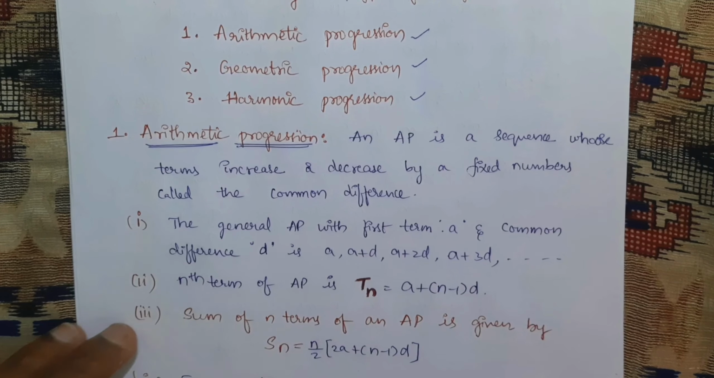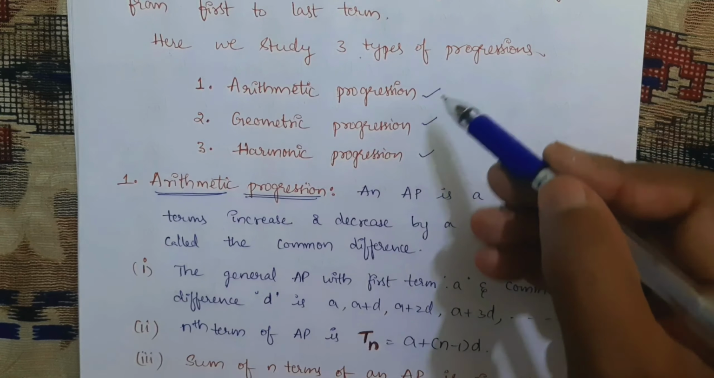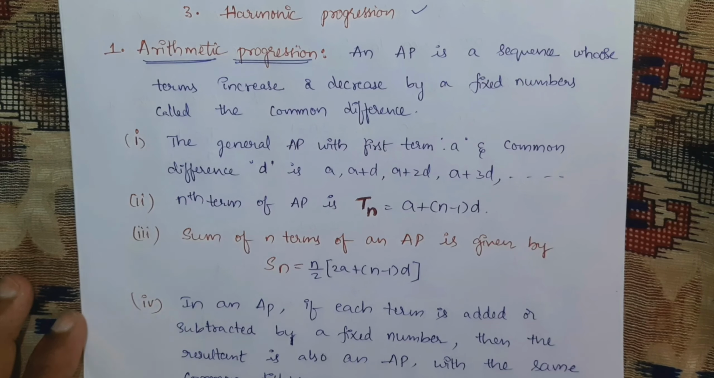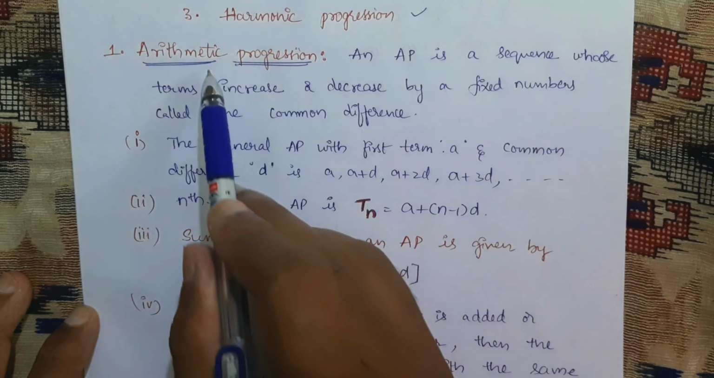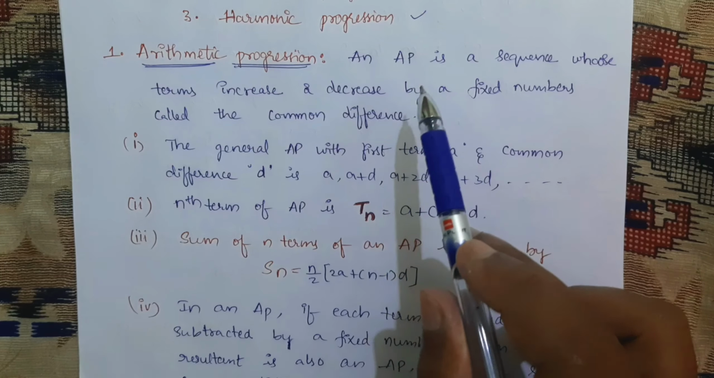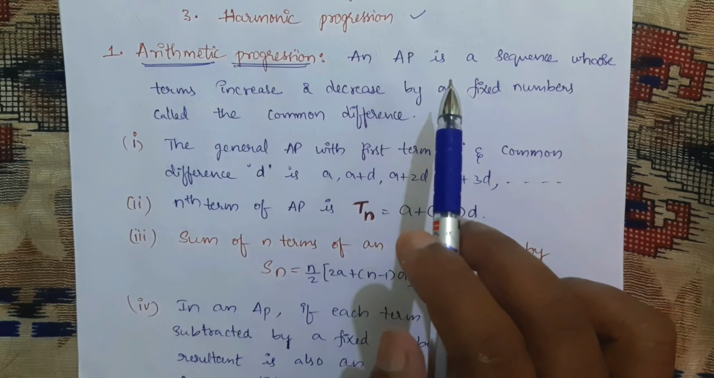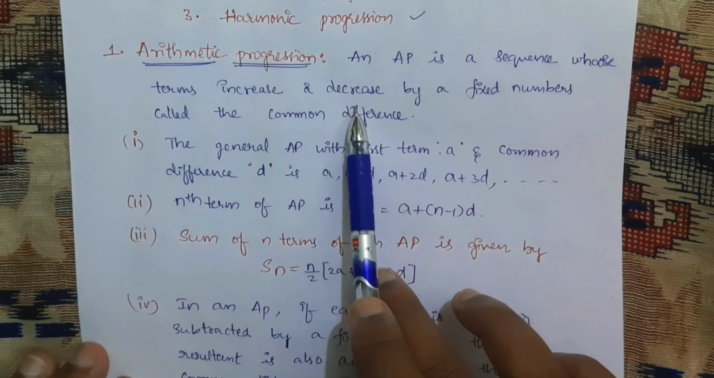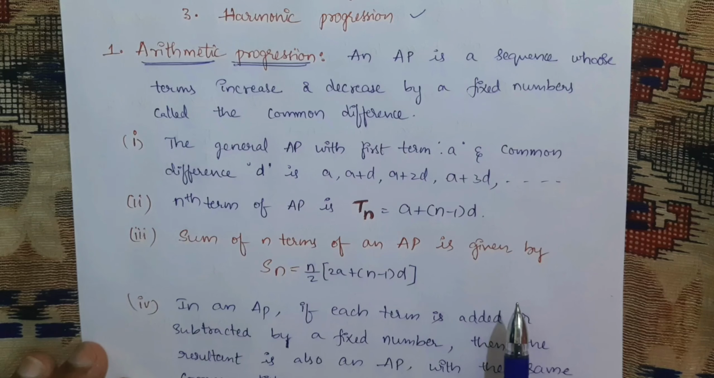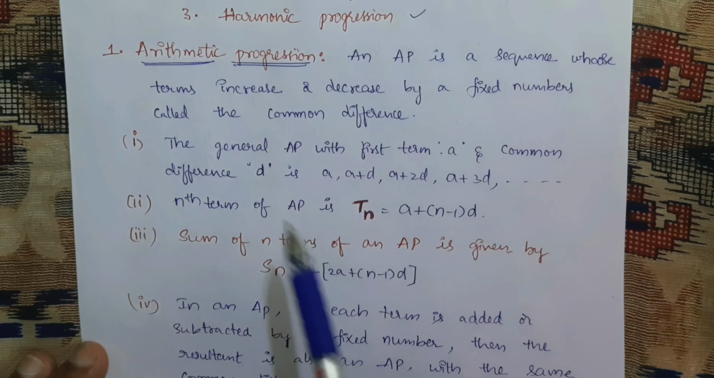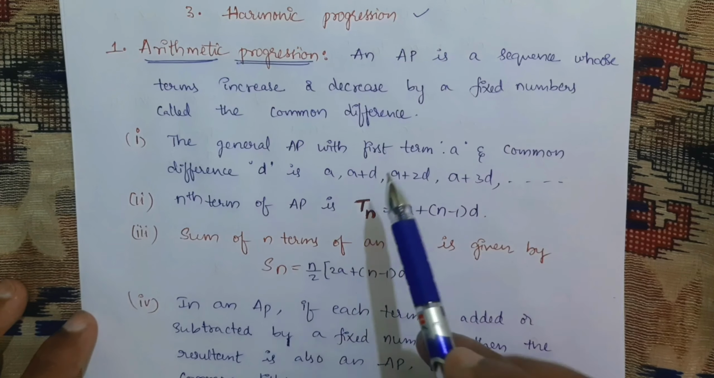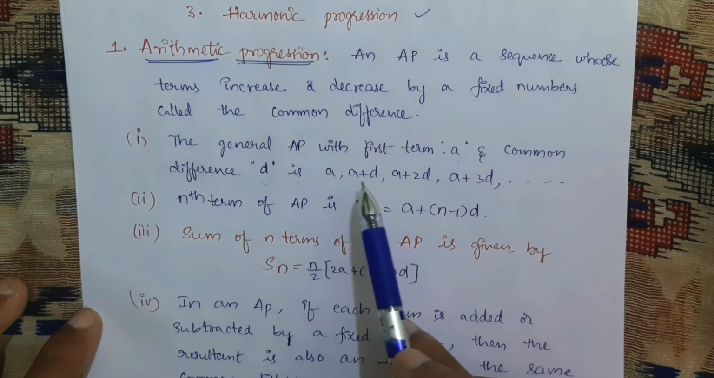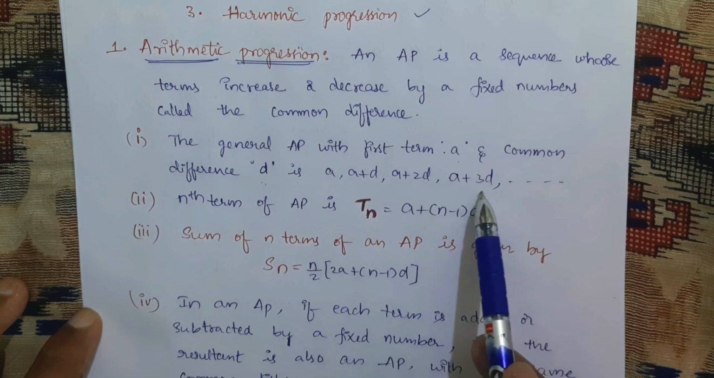Next, coming to arithmetic progression, now we will discuss one by one. First, arithmetic progression. The shortcut for arithmetic progression is AP. Here AP means not Andhra Pradesh, it is arithmetic progression. An AP is a sequence whose terms increase or decrease by a fixed number called the common difference. Here the general AP with first term a and common difference d is a, a plus d, a plus 2d, a plus 3d, and so on.